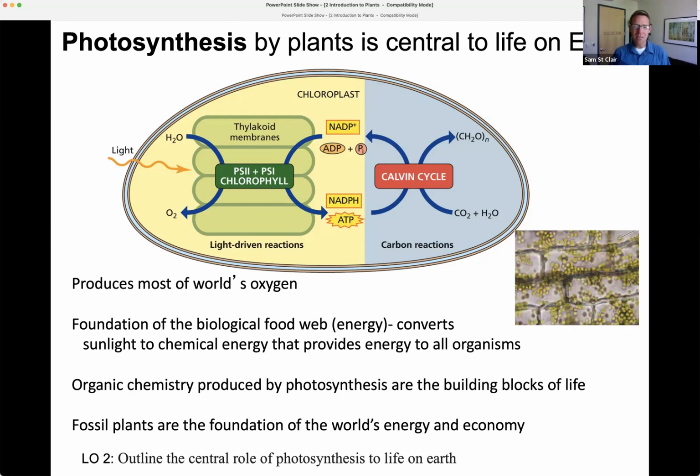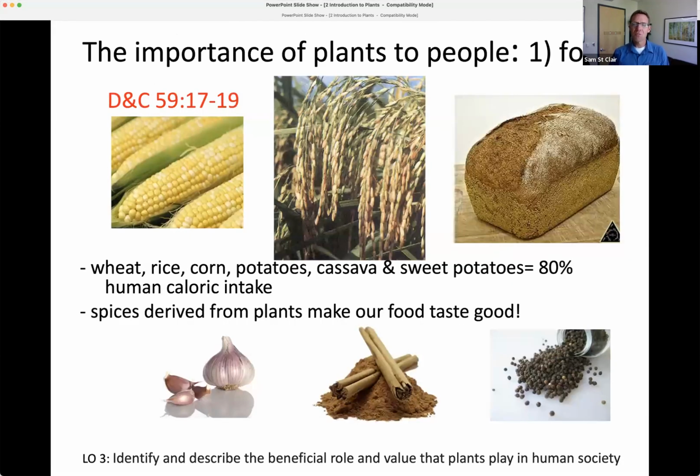So fossil plants and the photosynthesis they did has led to an energy supply over the last 250 years that has created the Earth and life on Earth and the way that we know it in large-scale human societies. There's 5 things that make plants especially important to people in human societies, and the first is food. So almost all of our calories come directly or indirectly from plants through the process of photosynthesis.